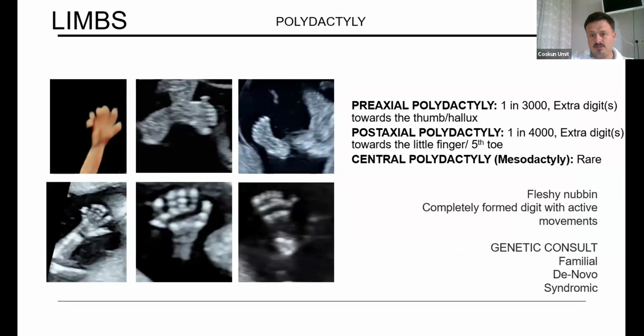Polydactyly, preaxial and postaxial. Here you can see the postaxial. If the extra digit is beside the little finger, we call this postaxial. But if the extra finger is near the thumb, we call it preaxial polydactyly. If it is in the middle, we call it central polydactyly, but it is a very rare one. Sometimes there is no bone inside the extra digit. This is a flesh-only digit. Genetic consultation is also important, and it is important to check the family, checking the parents, because there is a familial condition.